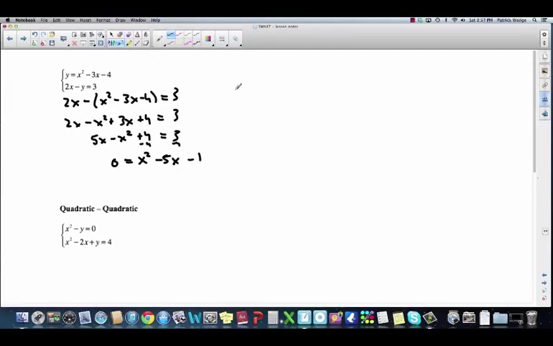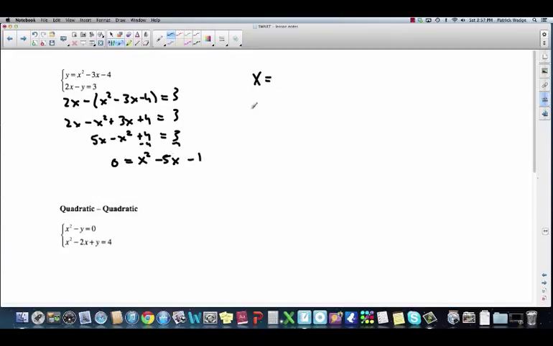And now what I would like to do is factor. So I'm looking for two numbers that multiply to 1 and subtract to 5. Not happening. There's no such numbers. So you can either complete the square, which I think none of you will do, or you can use the quadratic formula.